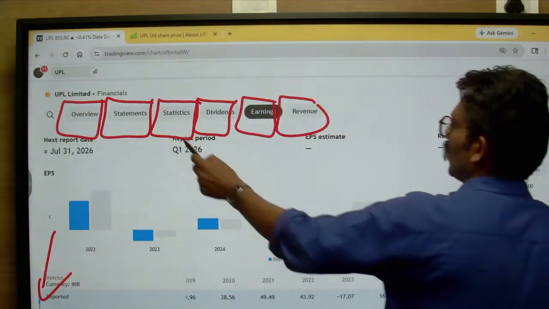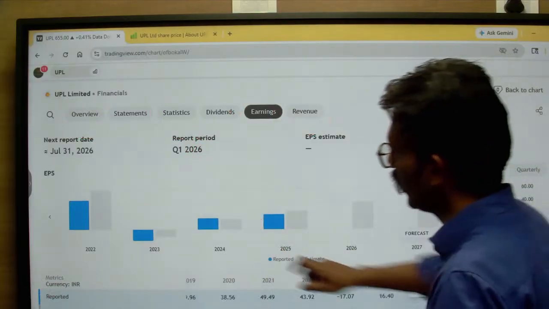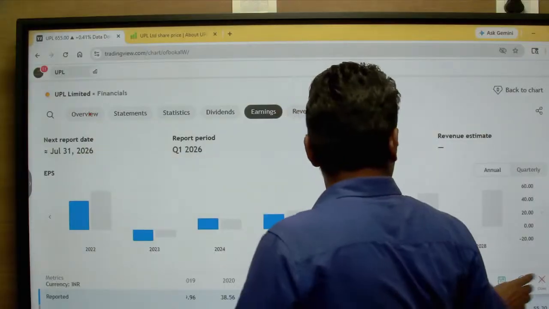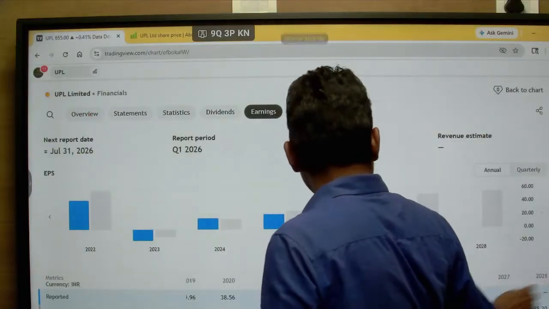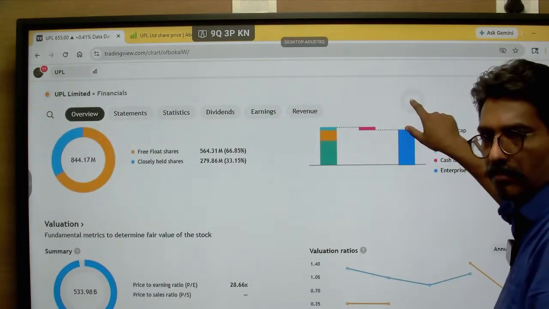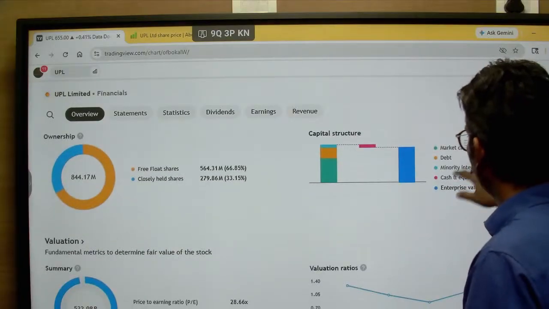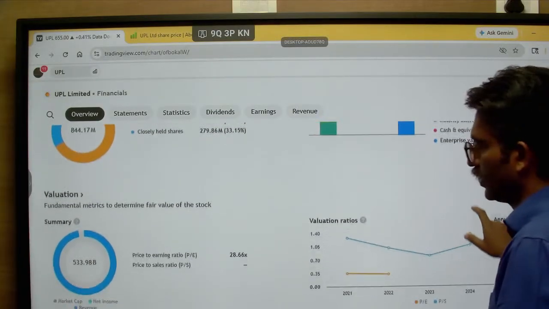So we will go to this component. Okay, let me show you one by one. Look at it carefully. So if you click here, this tells you about the business. Okay, the capital structure, how much is debt, how much is market cap, minority interest, cash equivalent.